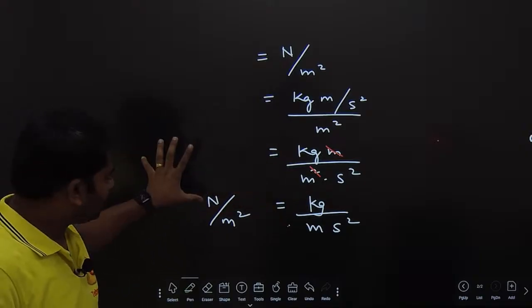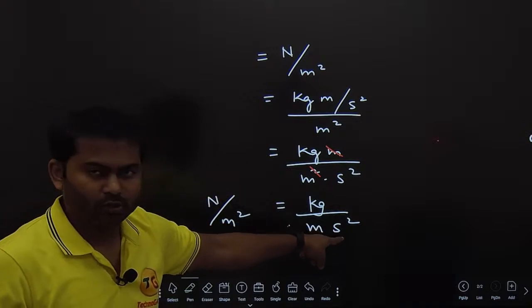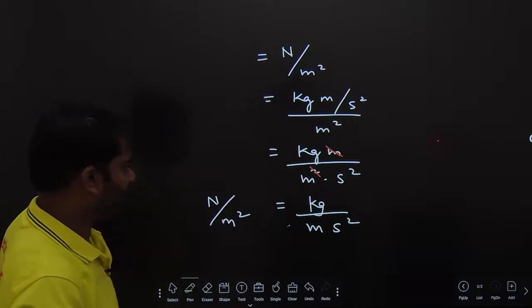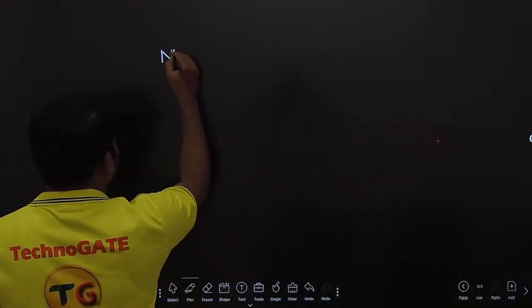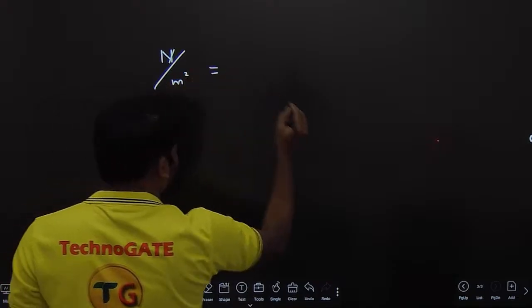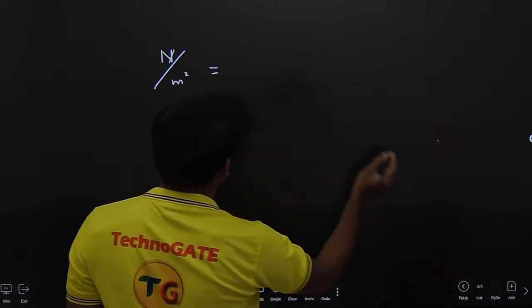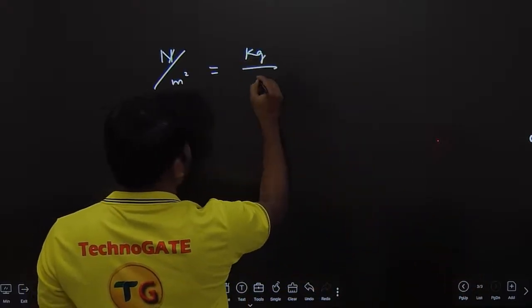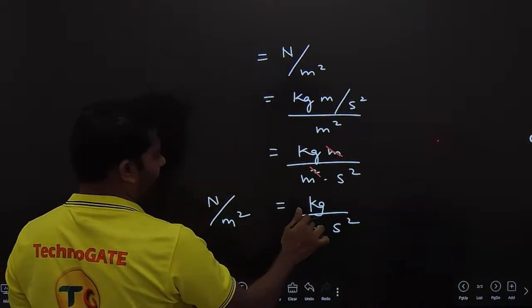Okay? So they are telling us not to use seconds, we need to get it in minutes. So let's get that conversion. So Newton per meter square is equal to kg per meter second square.